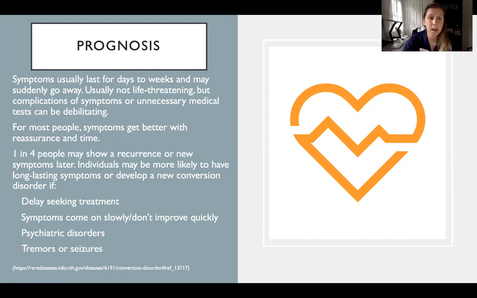Individuals may be more likely to have long-lasting symptoms or develop a new conversion disorder if they delay seeking treatment, if the symptoms come on slowly or don't improve quickly, if they have psychiatric disorders, or if they're experiencing tremors or seizures.